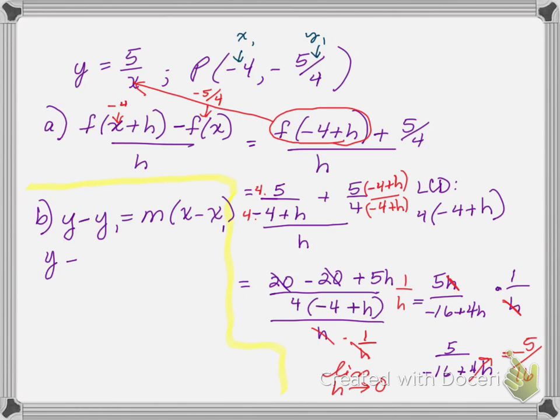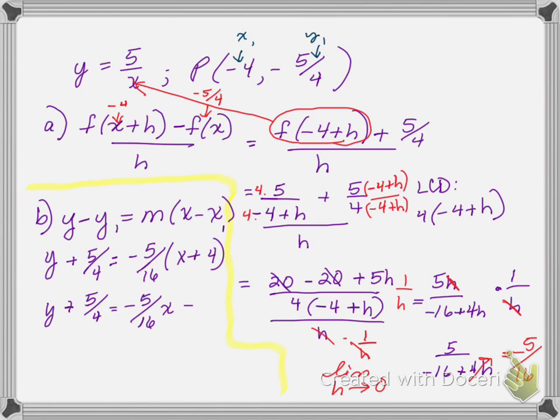So we have y minus a -5/4, which would be +5/4, equals the slope, -5/16, times x minus a -4, which would be +4. Okay, and then from there you can simplify. So we have y plus 5/4 equals -5/16 x minus 20/16. Okay, and so subtracting over the 5/4, we have y equals -5/16 x minus 5/2.